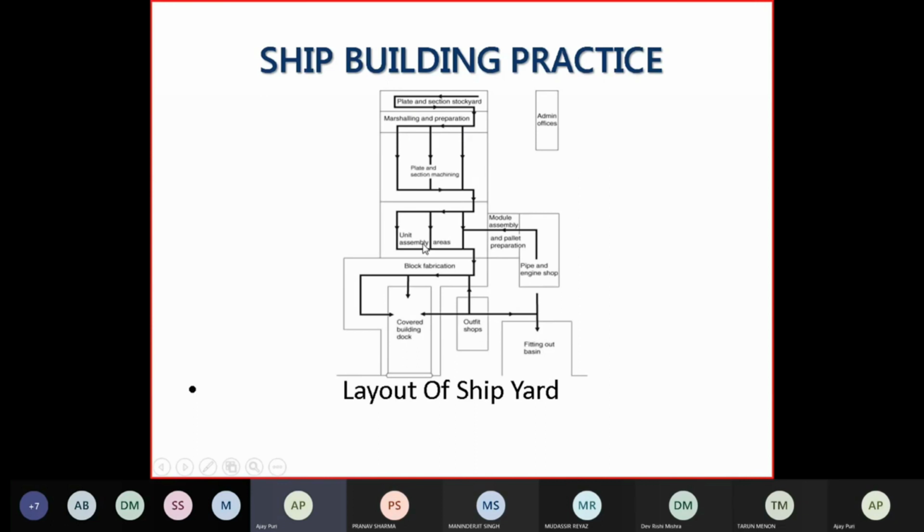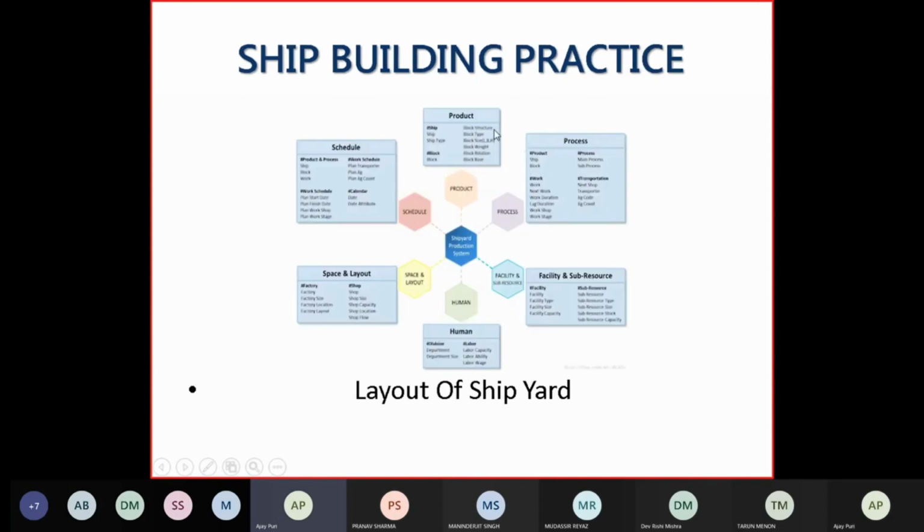Unit assembly happens, parts are joined and blocks are made, then the blocks are joined, and then you have this pipeline fitting here. Outfit shops are there for fitting. Then you launch that vessel in the basin and fit your radar, anchors and other gear. So that is your layout of your shipyard. You have to make this diagram, and we are starting the explanation now.